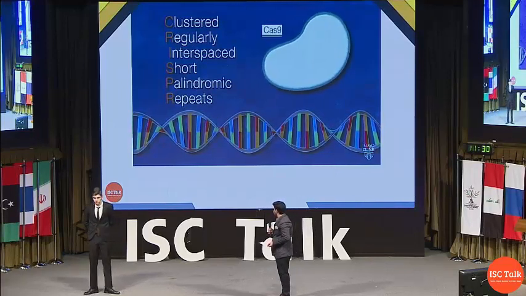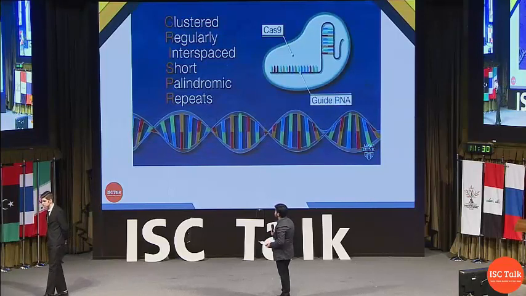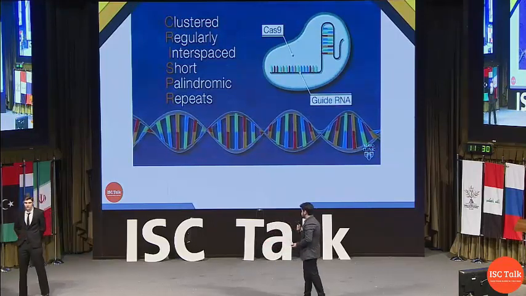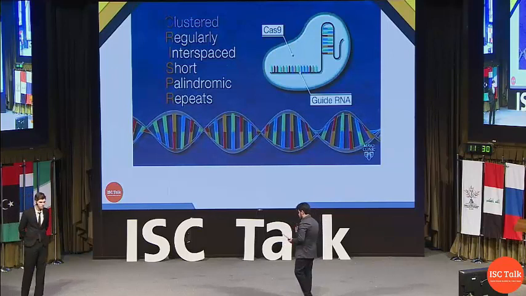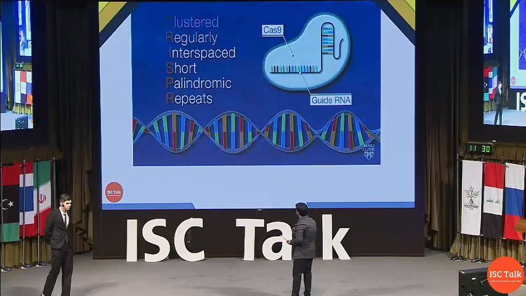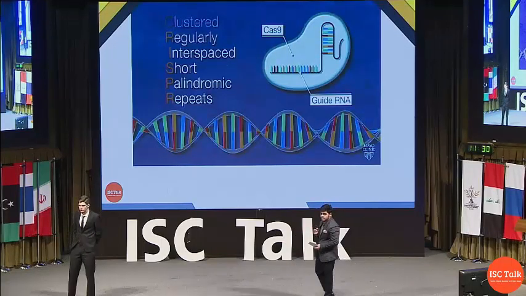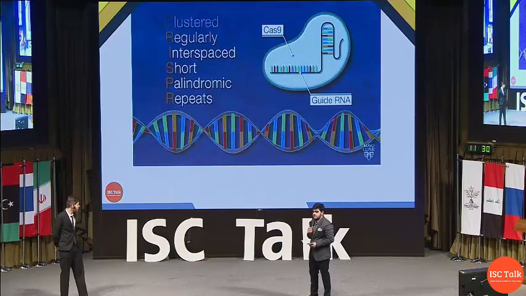But what is CRISPR-Cas9? It's clustered regularly interspaced short palindromic repeats. The system consists of two things: Cas9, which cuts the DNA, and guide RNA, which recognizes the sequence of DNA to be edited.